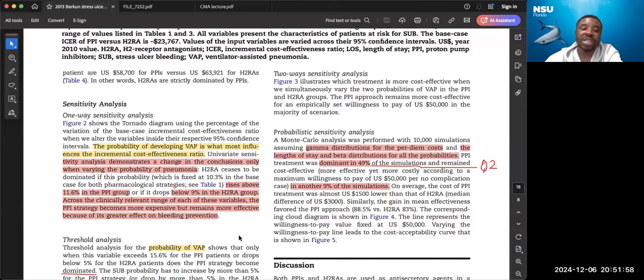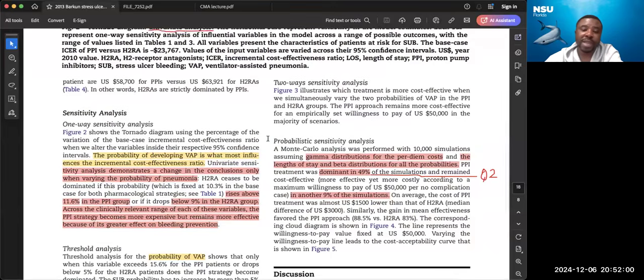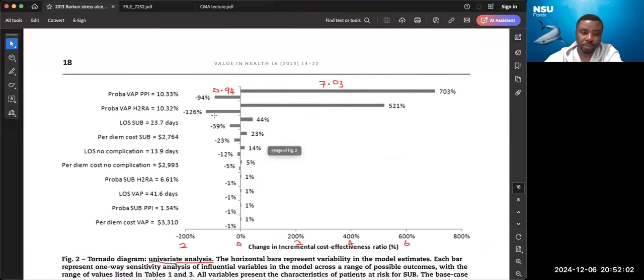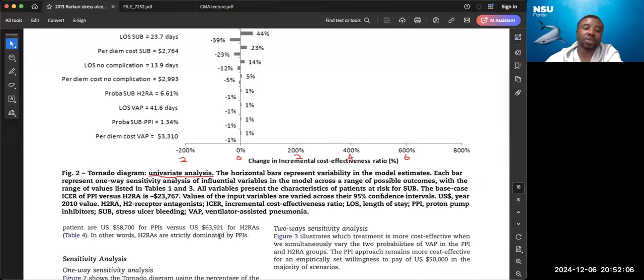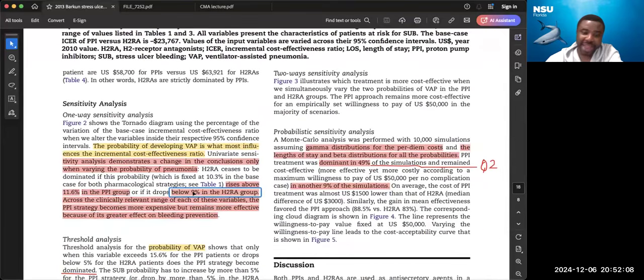Or if you decrease this parameter here, this is 10.23, if you change that to 9%, then the H2 array ceases to be dominated. But even with all these, the PPI still remains more expensive and more effective.